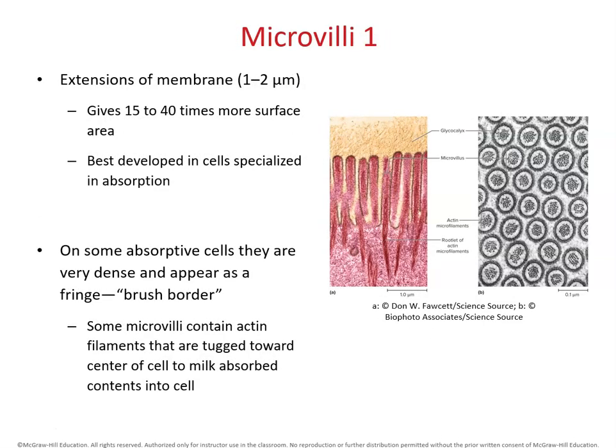Now we're going to talk about some of the projections that we can find on the exterior of the cell. So the microvilli is one. Microvilli are used in absorbing nutrients. So the entire interior of your intestines is microvilli, and they allow the nutrients to be absorbed from the food you eat as it's digested.